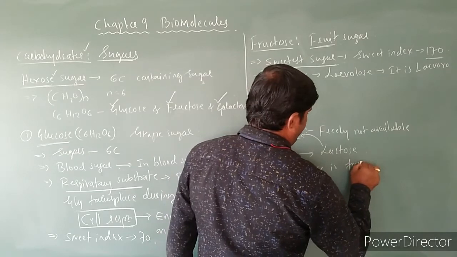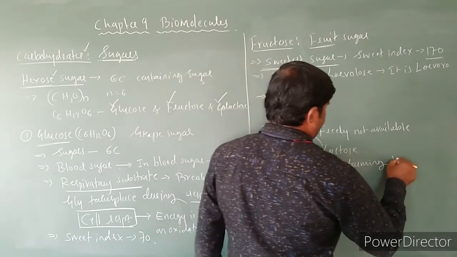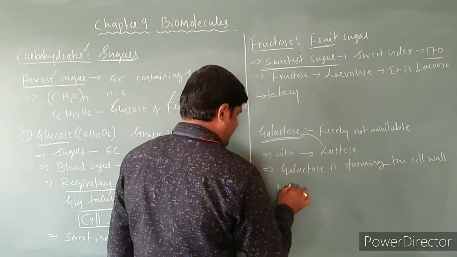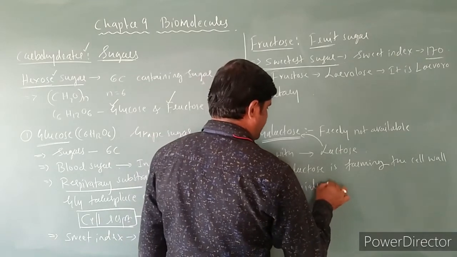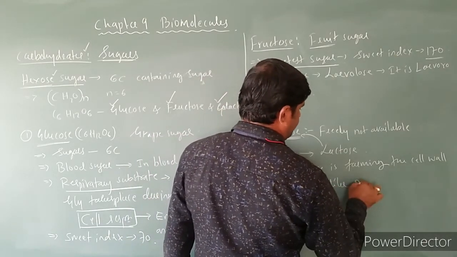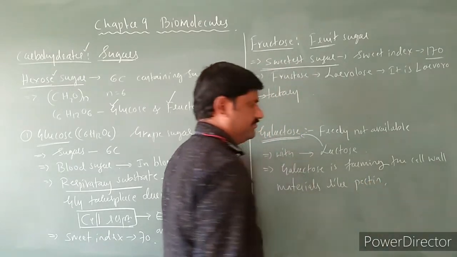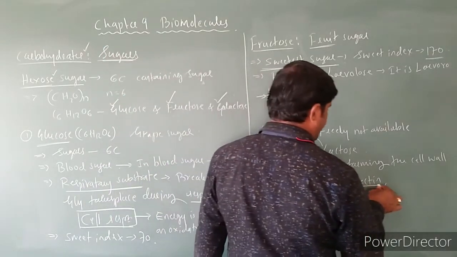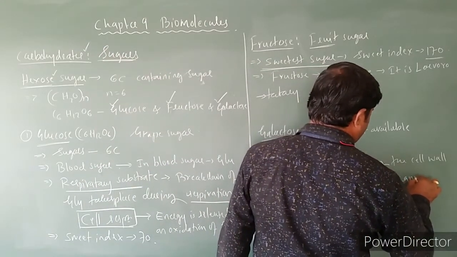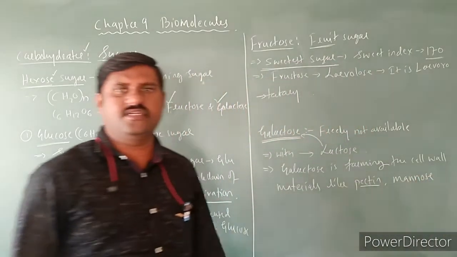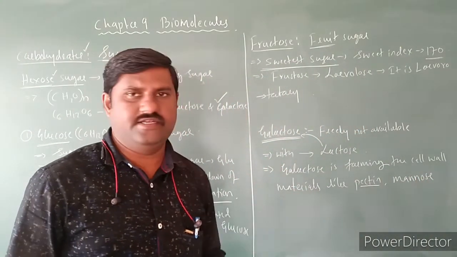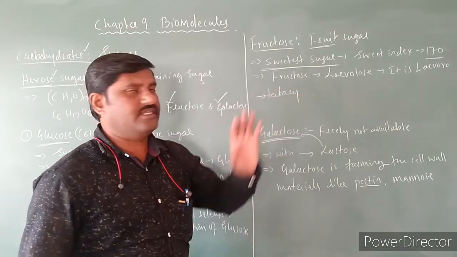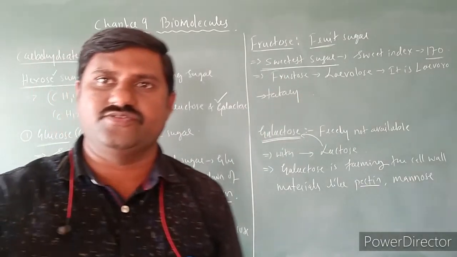This galactose forms cell wall materials. Some of the polysugars like pectin and mannose are made from it. Such kinds of polysaccharides can be made, and fructose can also make some of the polysaccharides.